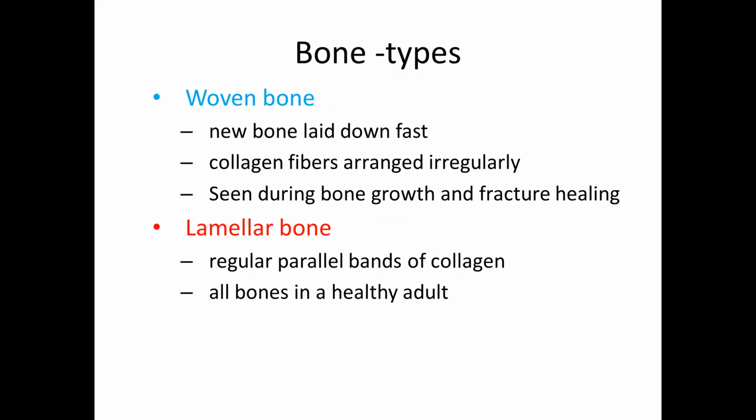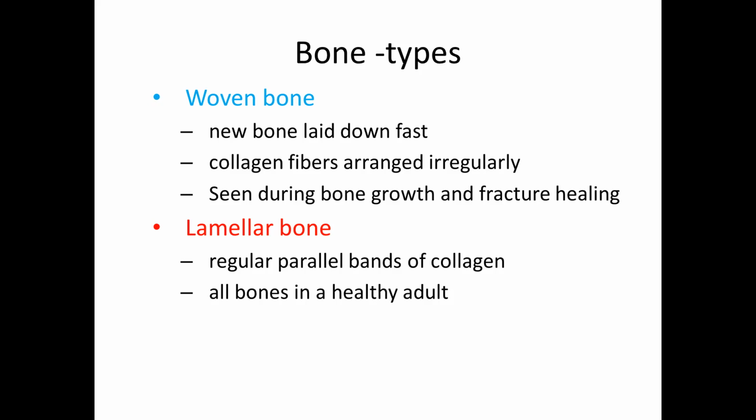Now let us move on to bone types. Two bone types are described: woven bone and lamellar bone. Woven bone is basically the new bone which is laid down first. It can be laid down very fast by osteoblasts. Collagen fibers which are secreted by the osteoblasts are arranged irregularly. This kind of bone is seen during bone growth in fetuses and children, and during fracture healing, right? In a bone, when it is broken, during the process of healing, you can see woven bone.